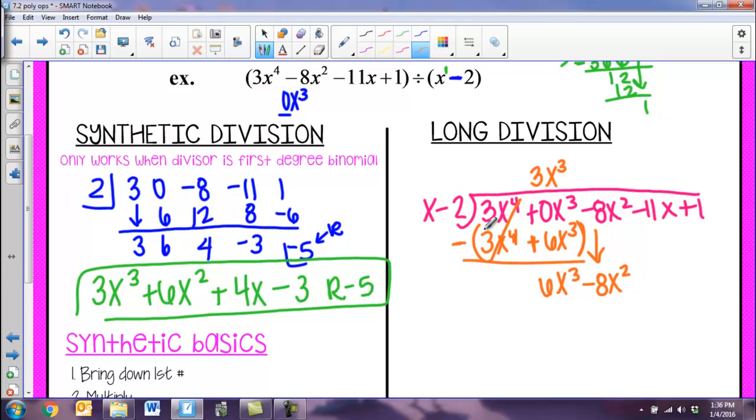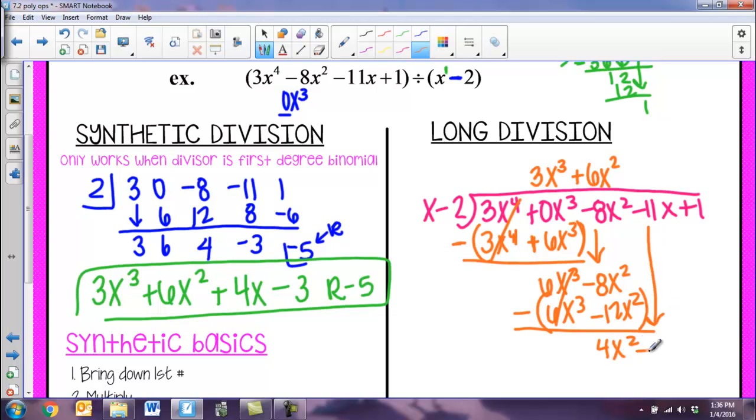How many times does x go into 6x cubed? Well, it goes in 6x, and we need 2 more x's. Okay, multiply. So 6x cubed minus 12x squared. And then I'm subtracting that. Be careful, you're subtracting the whole thing. This goes away. This is going to turn into a positive 4x squared. Bring down your next term.